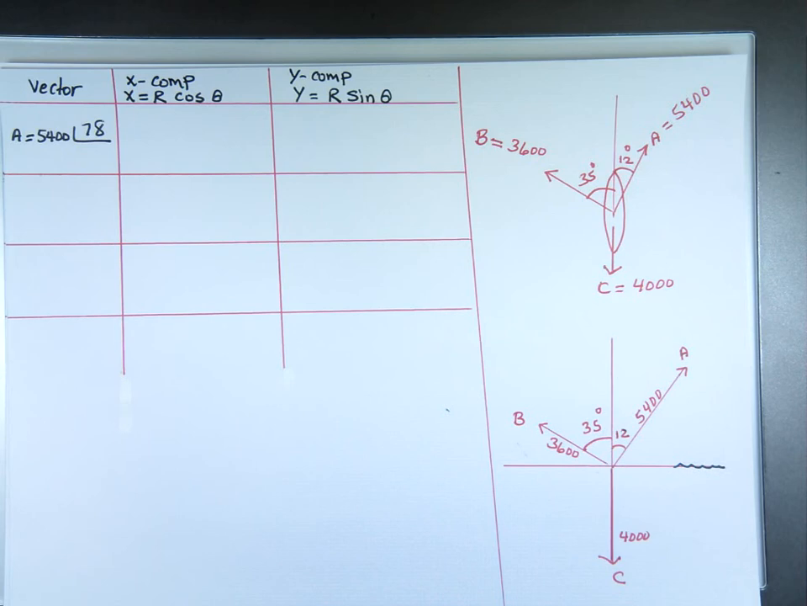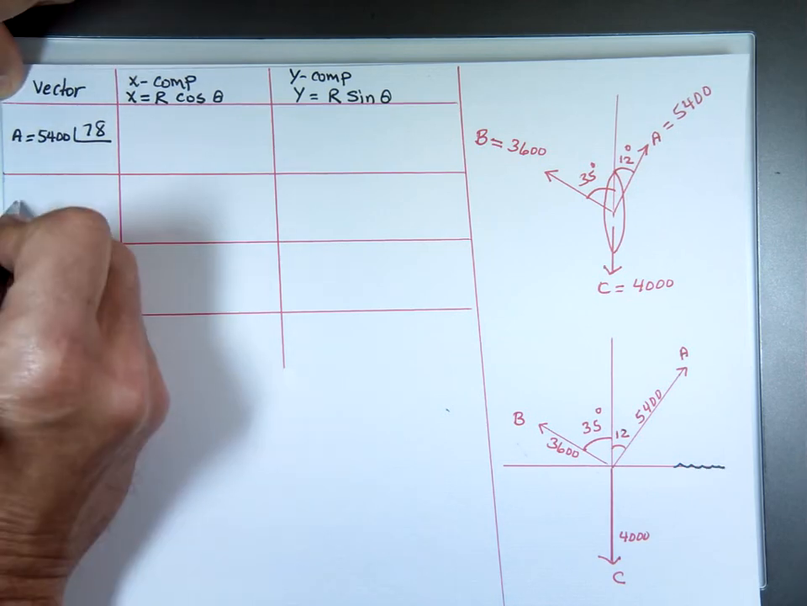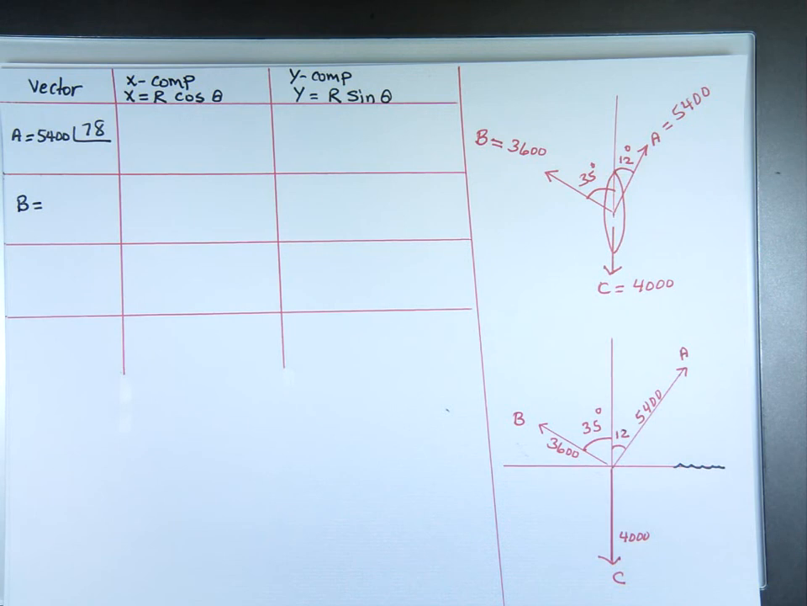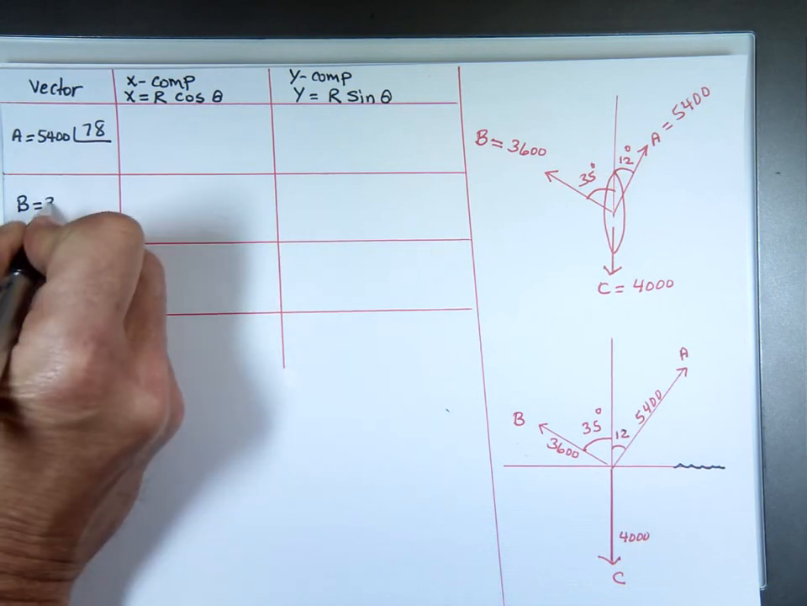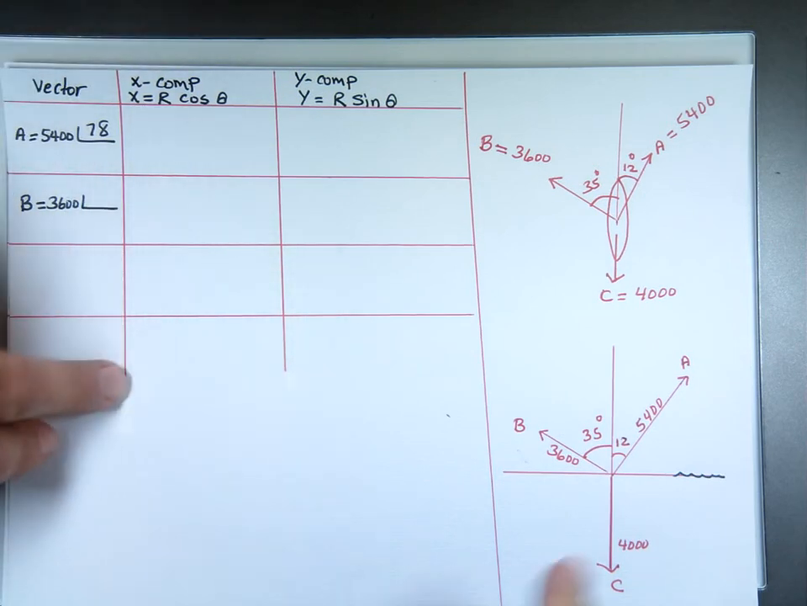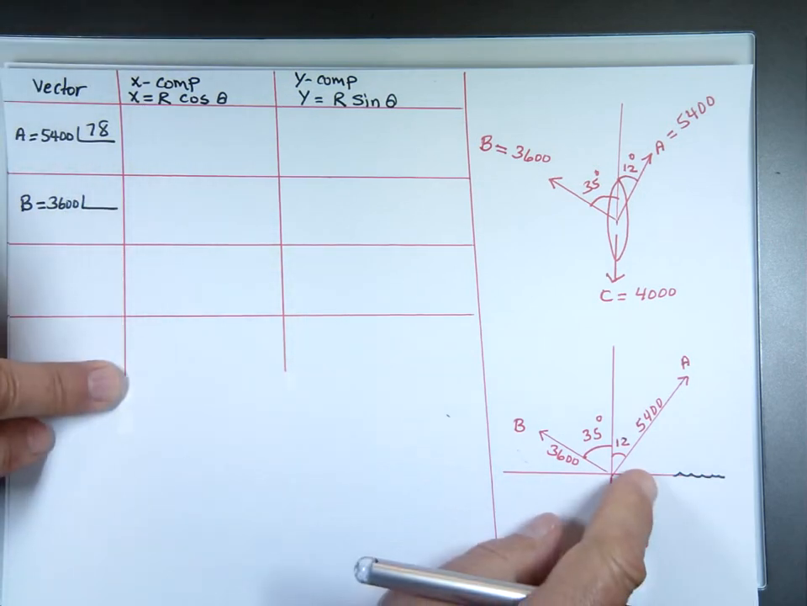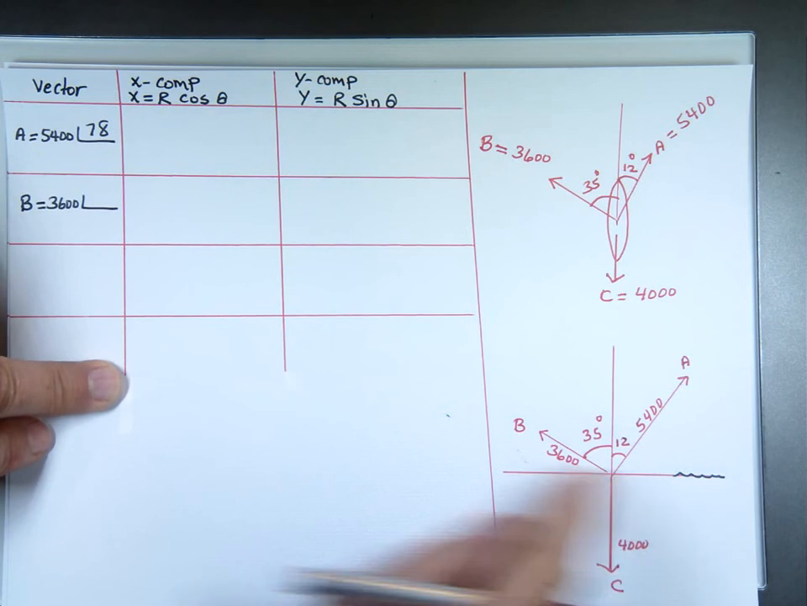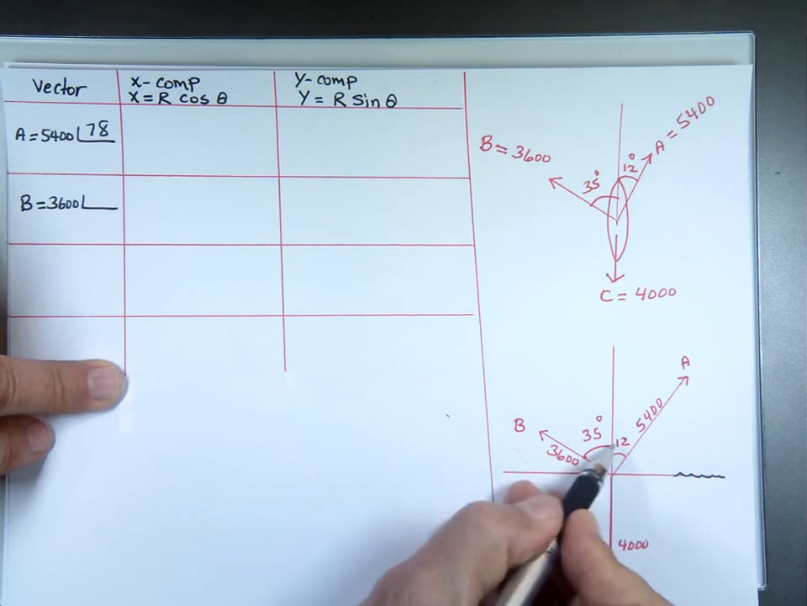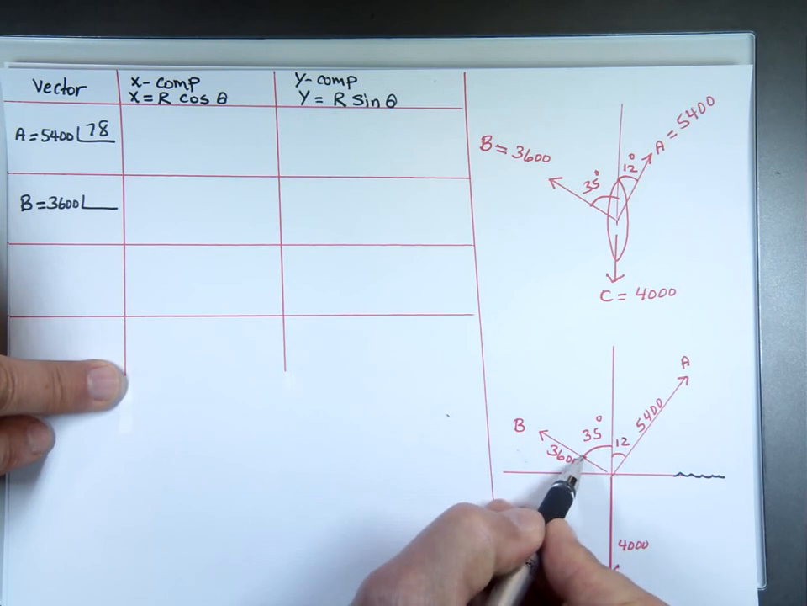Vector B, while we add it. What is that equal to? 3600, what's the angle? Negative 55. Negative 55? Nah, not really. You gotta measure it from here. We know from here to there is what? 90. 90 plus 35 is what? 125.